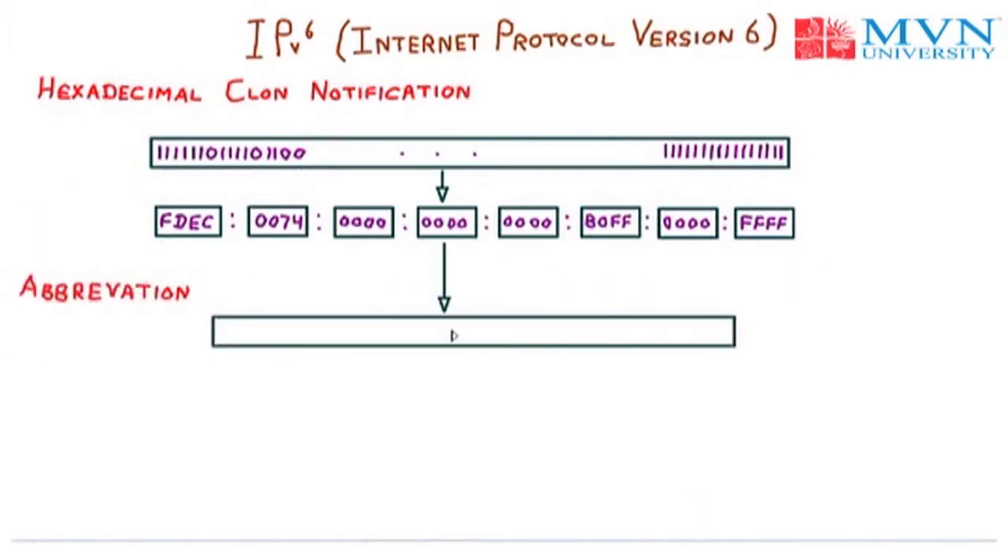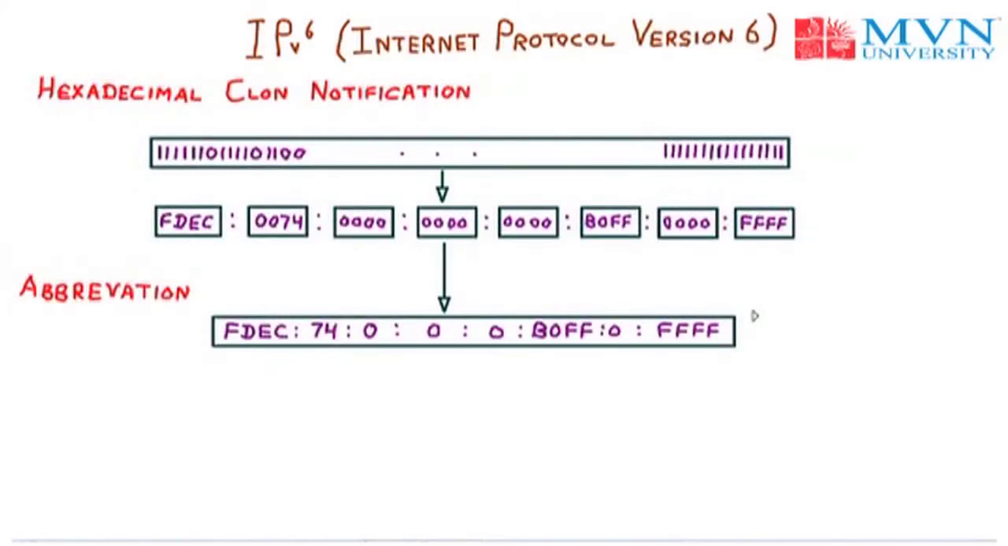Now I am removing only the leading zeros, not the trailing zeros. That means FDEC will remain the same. Then I am removing the leading 2 zeros of 0074, taking only 74. Then all 4 zeros become a single zero, again a single zero, and B0FF stays as is, and all the Fs. So all the leading zeros are removed.